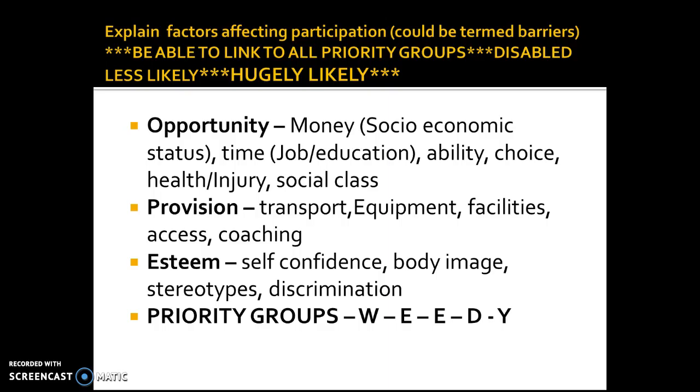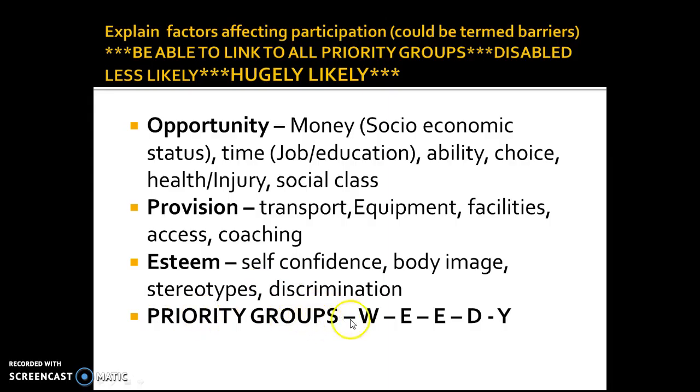Esteem, so lack of self-confidence. This could be linked to body image, so you might not want to take part in things such as swimming if you have a negative body image. Stereotypes, things such as, stereotypes can be linked to any priority group. Women can't play football, elderly are too old to play sport, ethnic minorities, so black people can't swim, young people are only interested in computer games, and disabled people can't do sport. Okay, these are stereotypes. Okay, the stereotypes allow something called a self-fulfilling prophecy to develop, and this can be very dangerous in terms of long-term participation.